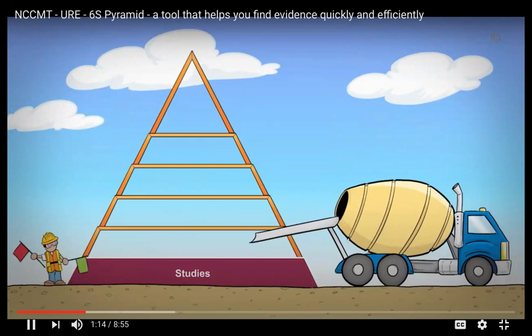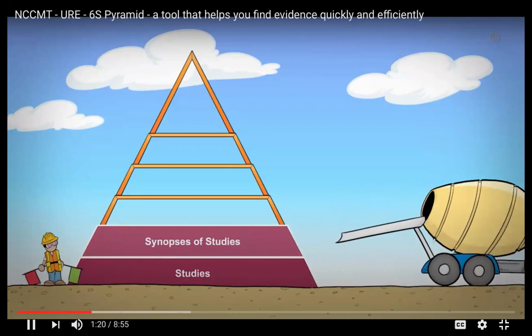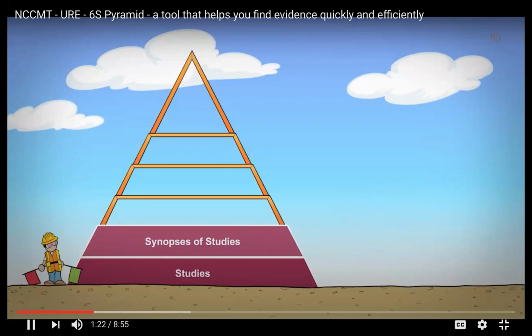Synopses are written for single studies and outline the key messages of the research. Synopses of single studies make up the second level of the 6S pyramid. You can imagine how much easier it would be to scan through brief summaries of studies to find research evidence. Synopses make it easier for you to find studies relevant to your question, but searching through them can still be a laborious process. Furthermore, currently there is no single source of these for public health, so we move up to the next level on the pyramid.